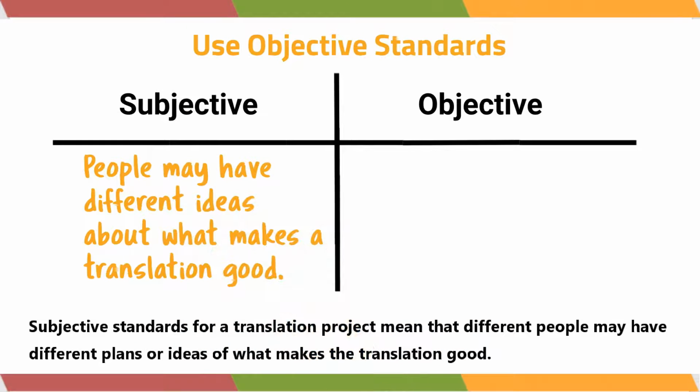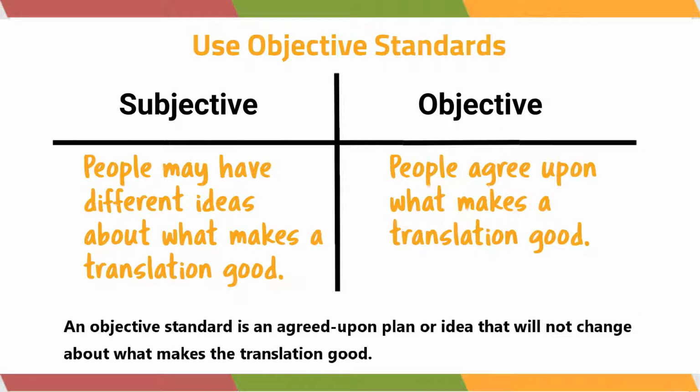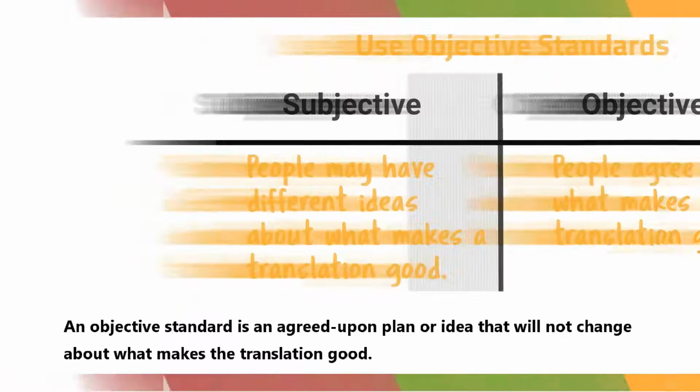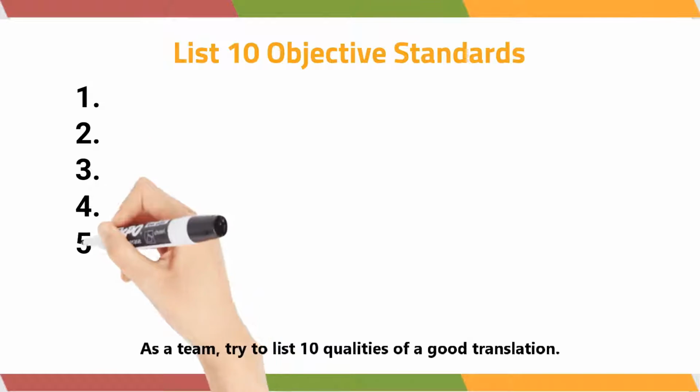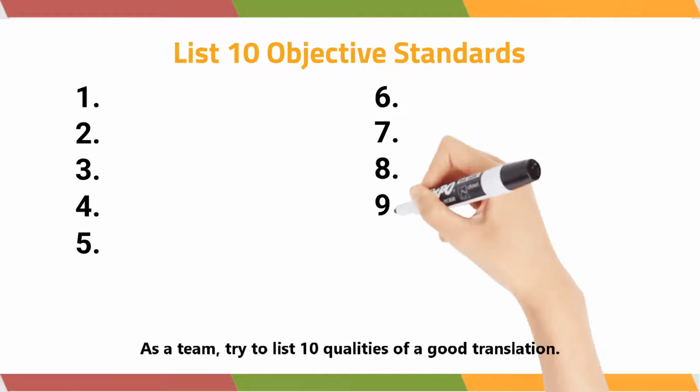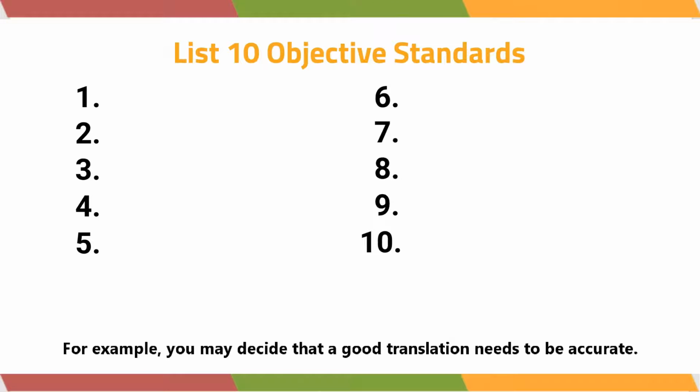Subjective standards for a translation project mean that different people may have different plans or ideas of what makes the translation good. An objective standard is an agreed-upon plan or idea that will not change about what makes the translation good. What ideas can your team identify? As a team, try to list 10 qualities of a good translation. For example, you may decide that a good translation needs to be accurate.